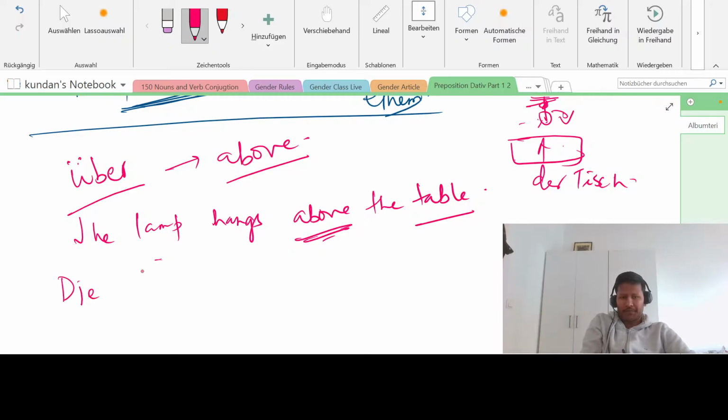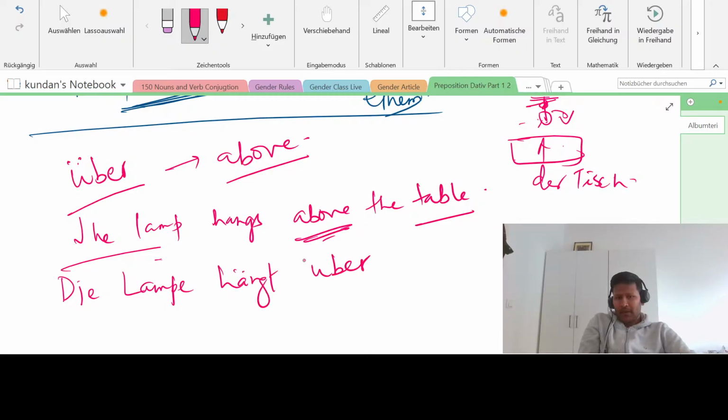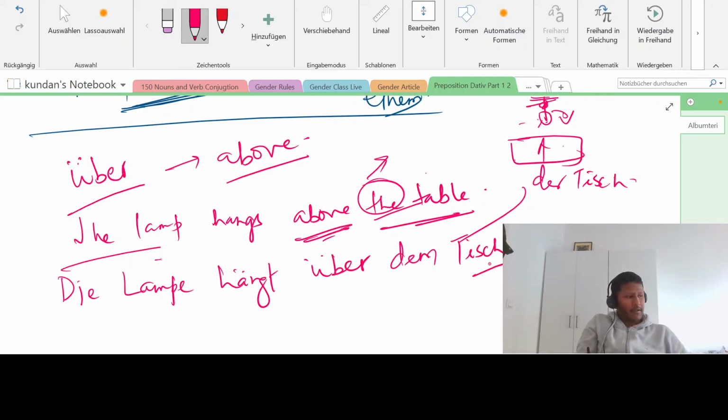Die Lampe. This is die Lampe hängt über. And this is which case? Dative or nominative or accusative? This is dative, right? Because it's the location. So I will say über der Tisch will change to dem. Dem Tisch. I hope this is very clear to everyone.